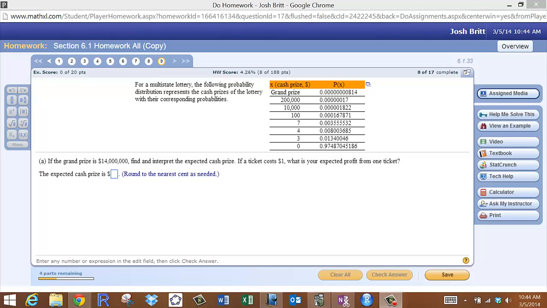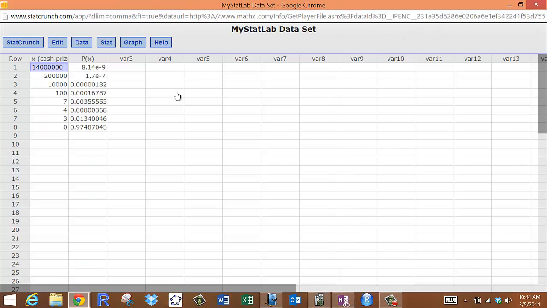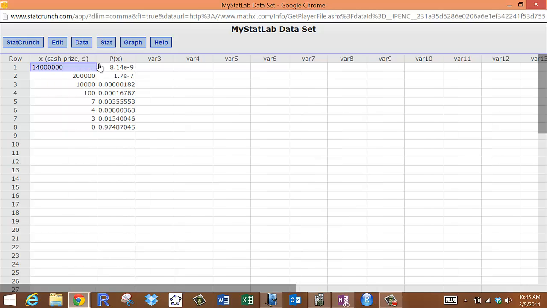Okay, I'm going to show you guys how to work through the lottery problem here. The first thing that you want to do is, of course, find x times p of x. So I'm going to open this in StatCrunch. We've got the cash prize and the probability of getting the cash prize. So we're going to build another column called x times p of x.